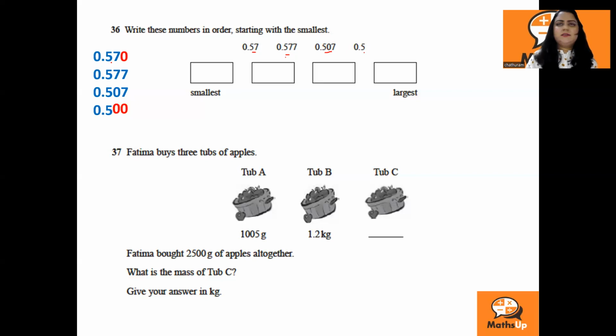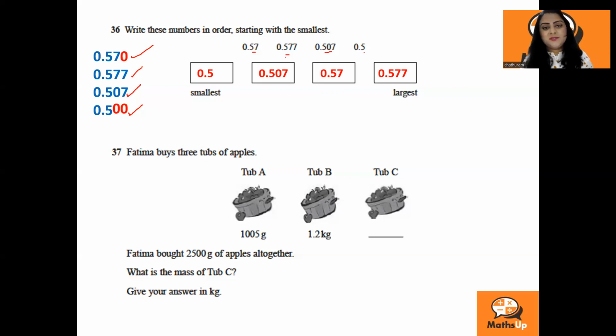So if you look at the last 3 digits of the numbers, 570, 577, 507, 500. Now you can clearly see which one is small. So this is the smallest one. 0.5 is the smallest. 0.507 is the next smallest one. Then 0.570 and the largest one is 0.577. So like that, you can rearrange this from smallest to largest.